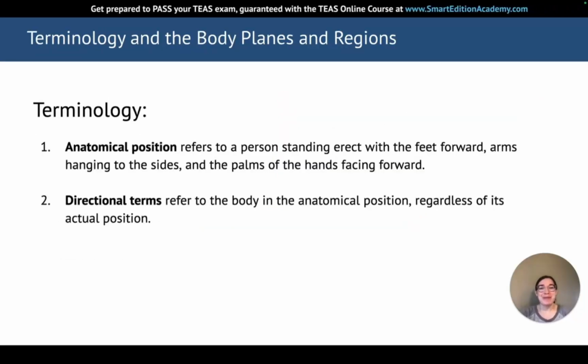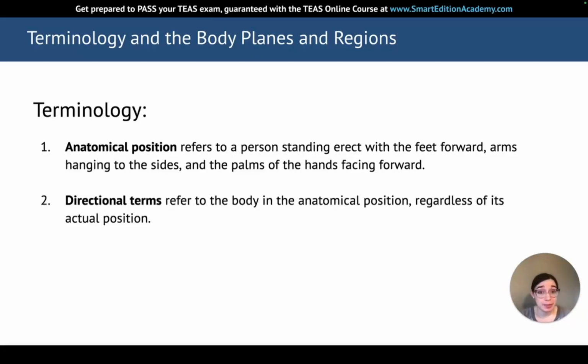All right, so with that little introduction to terminology, directional terminology specifically, let's move into that. And before we get into those specific directional terms, let's talk about anatomical position and why it's important. So when we're talking about anatomical position, we are referring to a person standing erect or upright with their feet facing forward, their arms hanging down at their sides, and the palms of their hands facing forward as well.